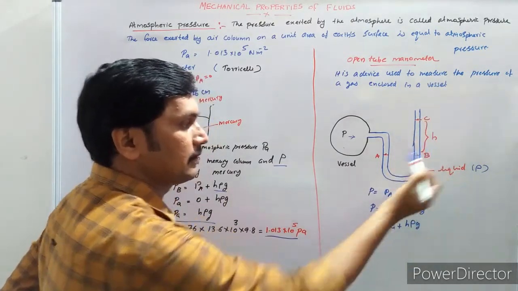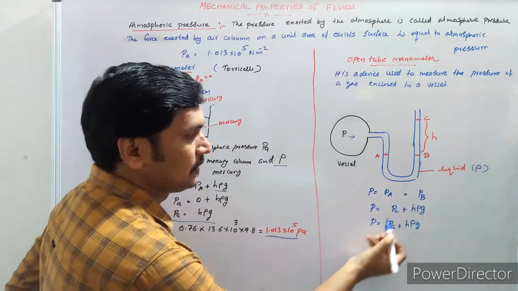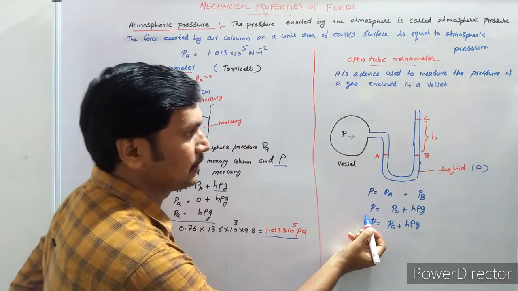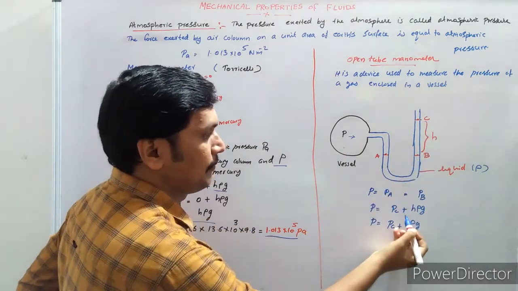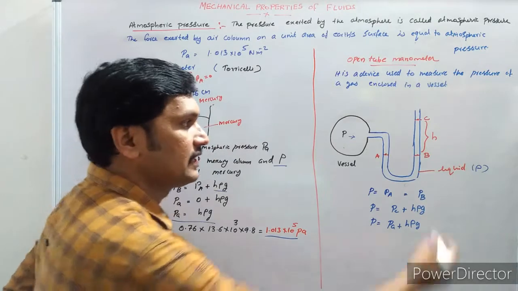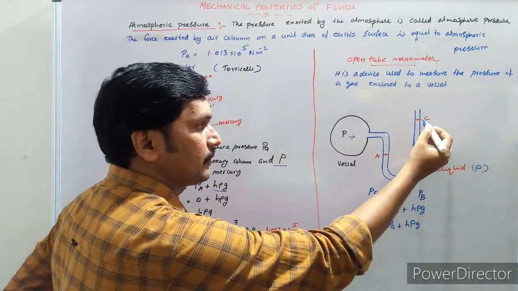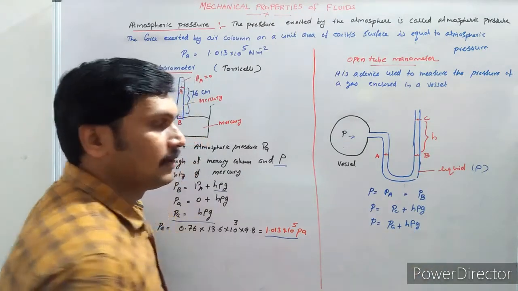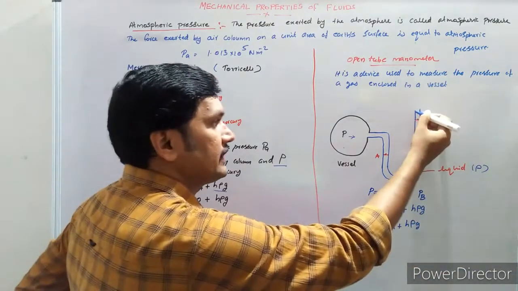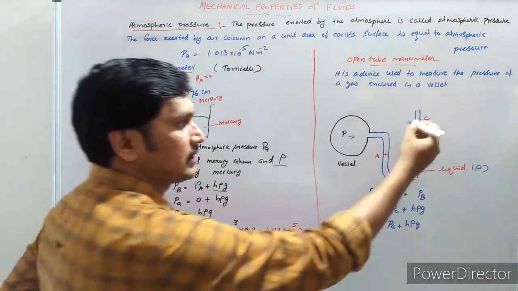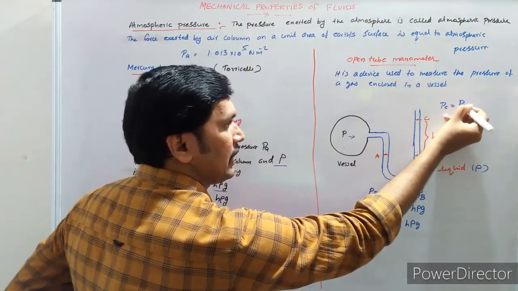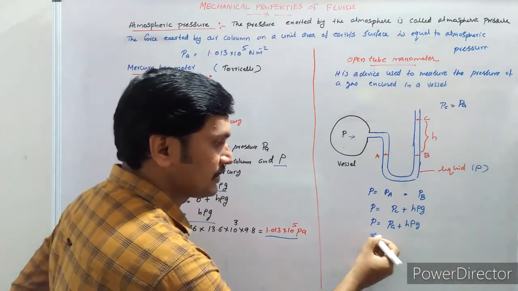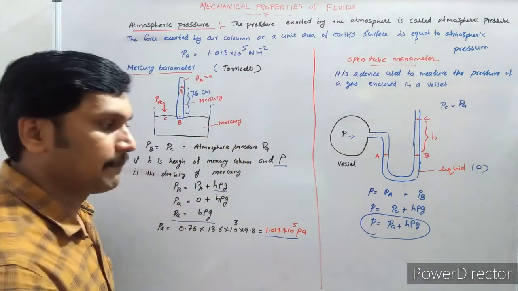How can we calculate the pressure at B? P, the pressure inside the vessel, is equal to pressure at point C plus H rho G. What is H? H is the height difference between the points B and C. But if this end is open to the atmosphere, the pressure at C is equal to atmospheric pressure. That gives P is equal to PA plus H rho G.